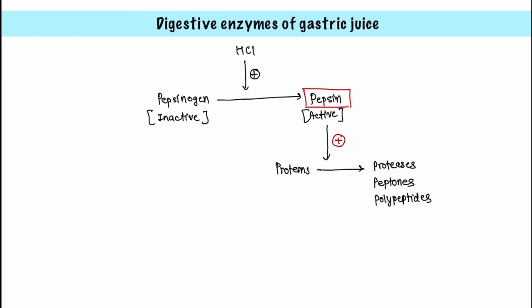Now let's understand the mechanism of digestive enzymes of gastric juice. As we all know that HCl is present in the gastric juice, which will activate the pepsinogen to its active form pepsin. Now this active pepsin will convert proteins into proteases, peptones, polypeptides and help in digestion of proteins.